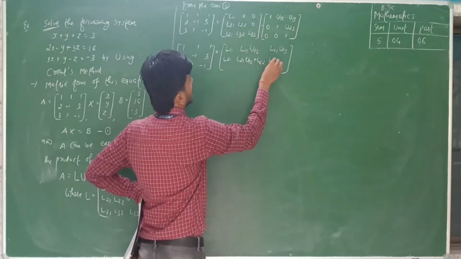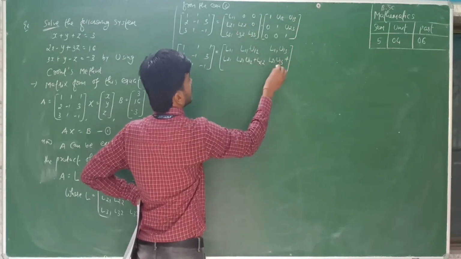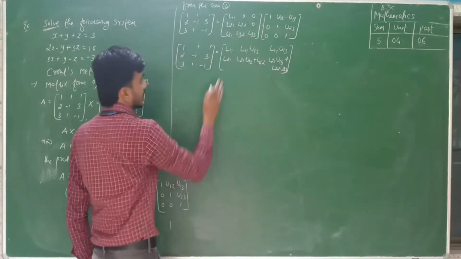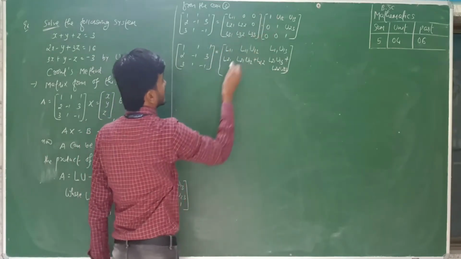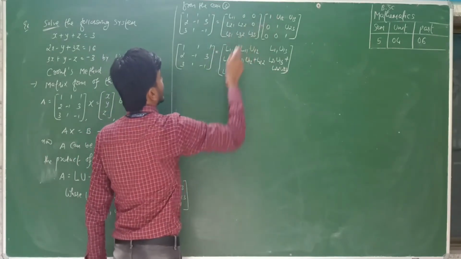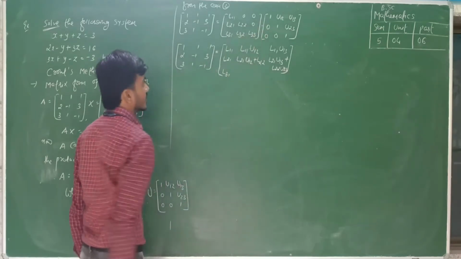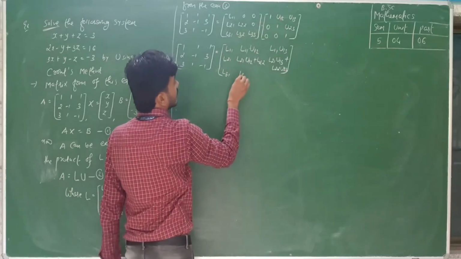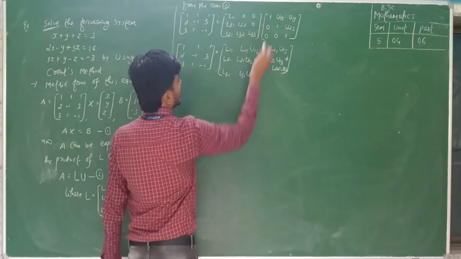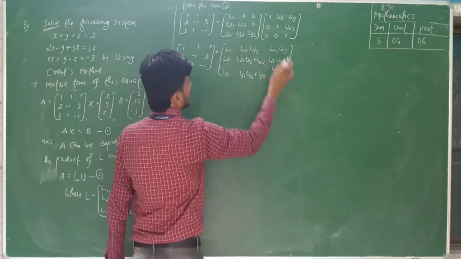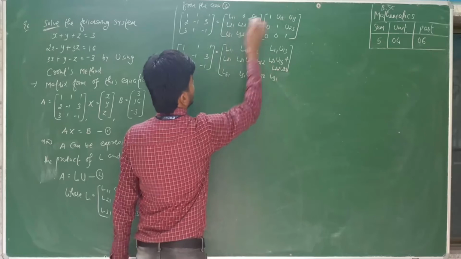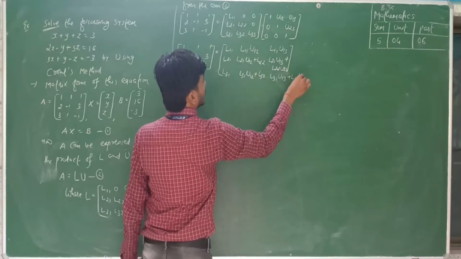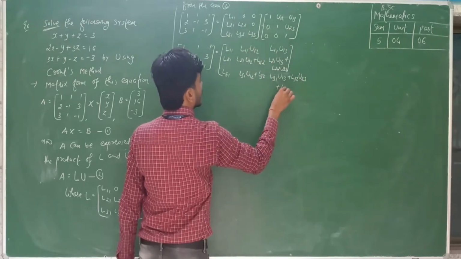Second row and third column: L21 into U13 plus L22 into U23. And third row and first column, that means L31 into 1, L31, 0 plus 0, that means 0. Third row and second column, that means L31 U12 plus L32 into 1, that means L32. Third row and third column: L31 into U13 plus L32 into U23 plus L33 into 1.